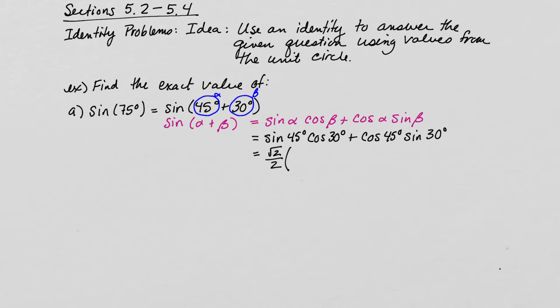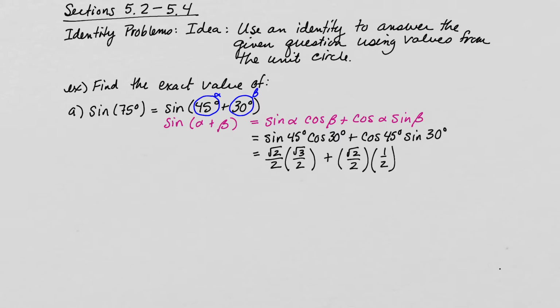And the cosine of 30 degrees would be what? Root 3 over 2. Plus the cosine of 45 degrees is root 2 over 2 again. Yep. And then the sine of 30 degrees is 1/2. Yep.